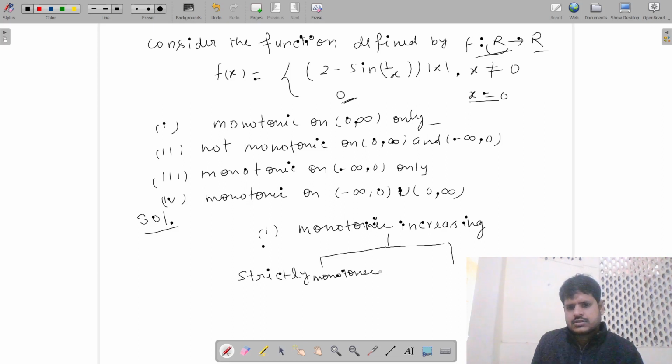Monotonic increasing, this is what we call non-decreasing. Non-decreasing function, right? Similarly, you can replace increasing by decreasing. So in this case you can write strictly monotonic decreasing, and in this case non-increasing. So there are four categories in monotonicity. Now we come to the problem we have here.